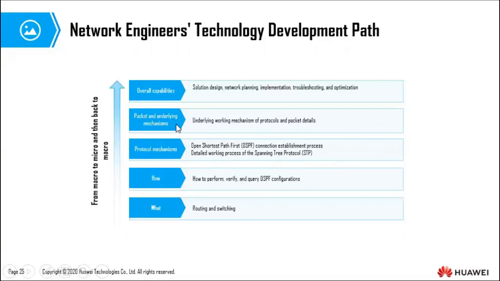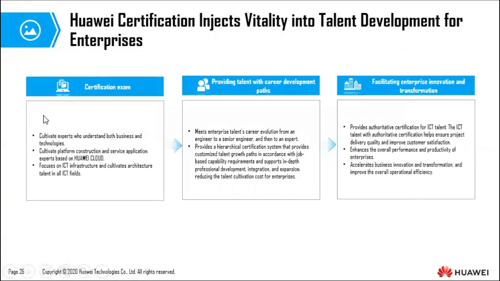Then packet and underlying mechanisms. Now you need to understand that particular protocol and the details about that protocol. So we are going to learn about these protocols in detail. All the messages that are involved in that protocol, all the fields that define that protocol. Then overall capability. Can you now be able to design a solution, plan, implement, troubleshoot, and optimize that particular protocol? So this is the technology development plan, and this is how these notes are organized to help you to become network engineers.